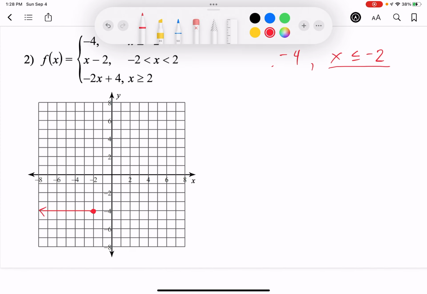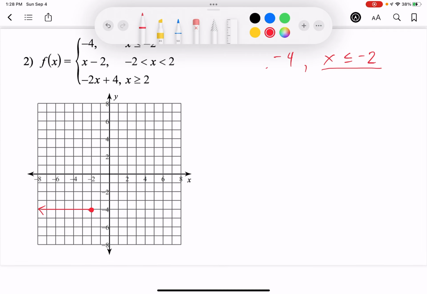Yan yung graph ng una. Kasi lahat ng y daw ay negative 4. Kahit pa kunin mo dyan negative 1 million, ang y pa rin ay negative 4. Kasi wala lamang variable doon sa una. Yung pangalawang condition naman is x minus 2. Okay? And you will be graphing that at x is greater than negative 2 but less than 2.